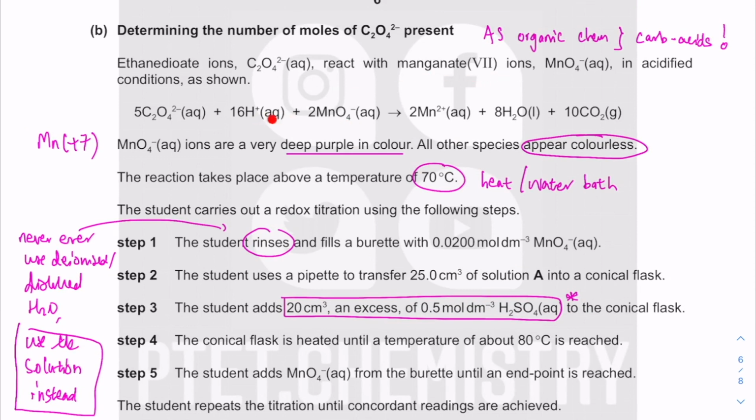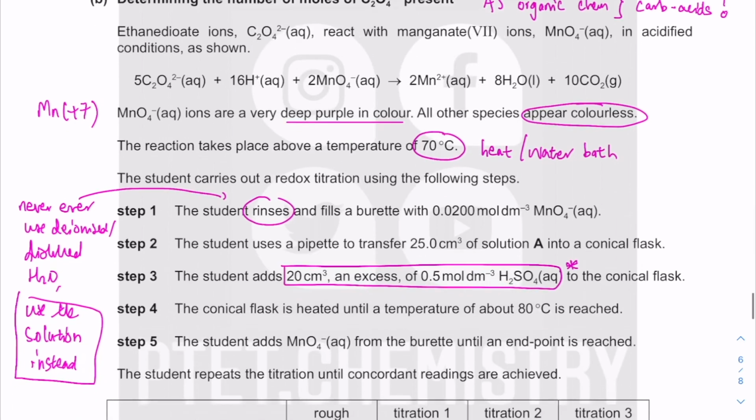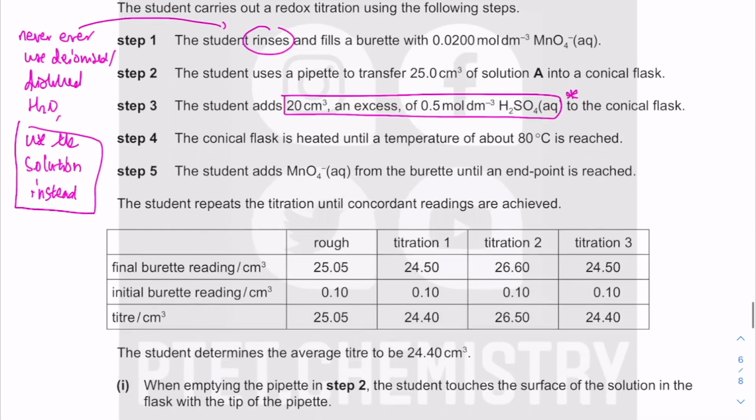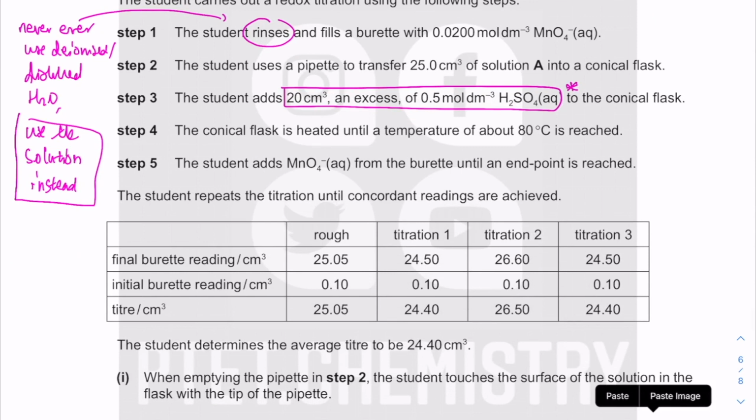Without the acid, the manganese(VII) does not act as an oxidizing agent. You know that from your AS organic as well. When you write the reactants and conditions, if you just write potassium manganate(VII) as an oxidizing agent, it's not accepted at all. You always have to have the acidified manganese(VII) ion as the oxidizing agent for that same reason. Now the conical flask is heated until a temperature of about 80 degrees Celsius is reached.